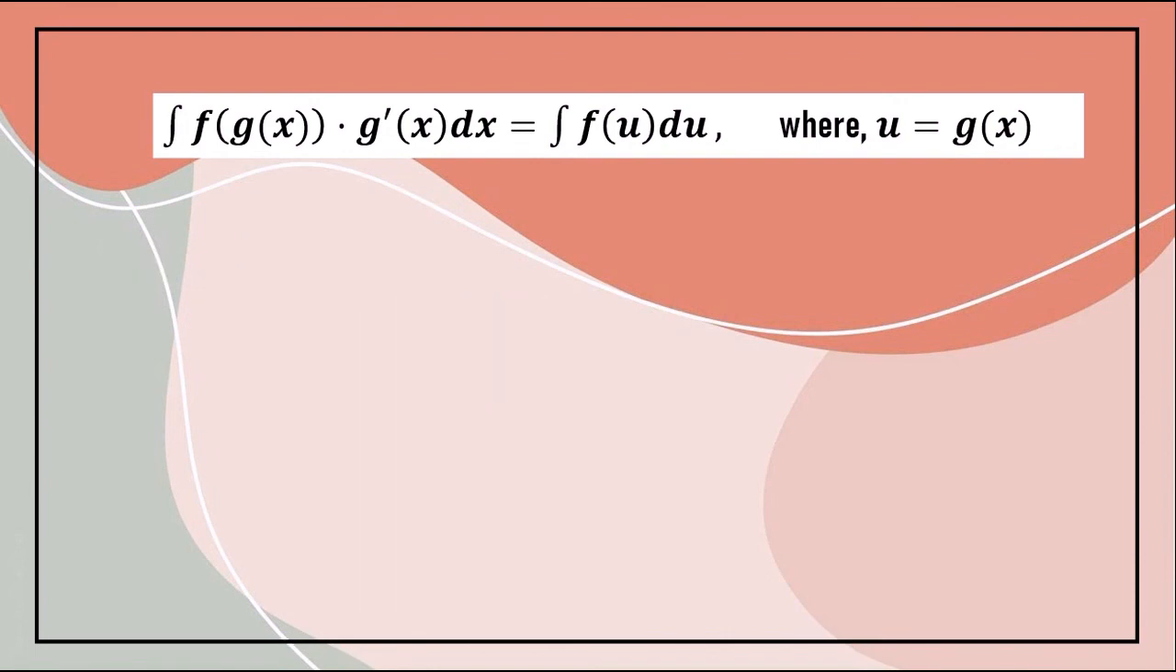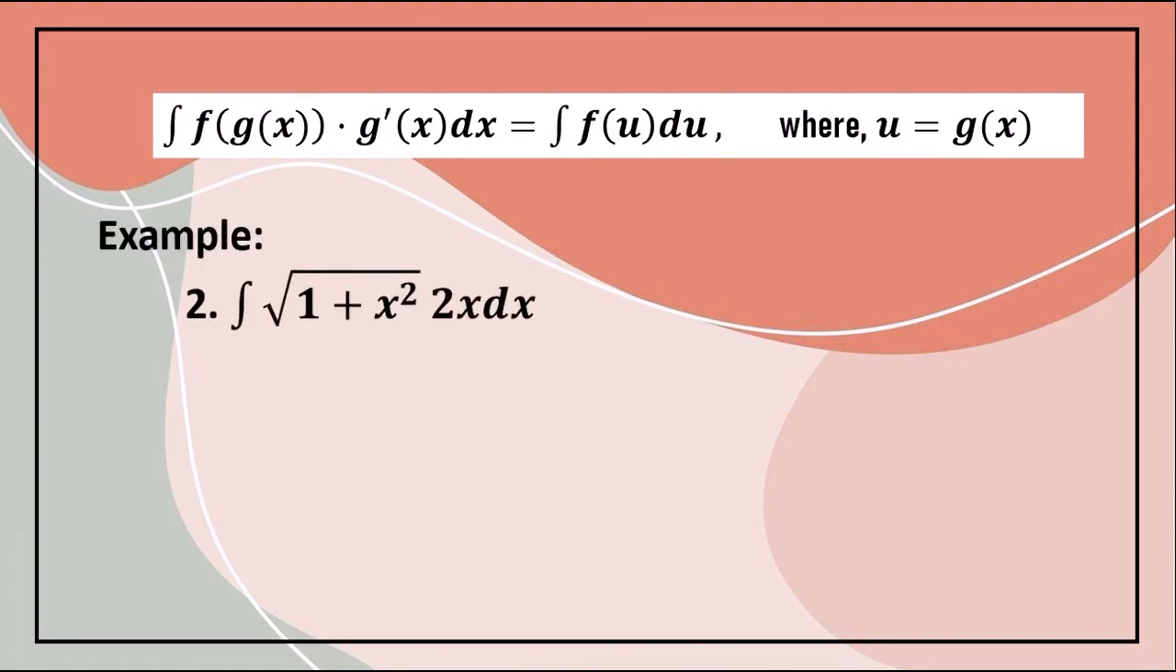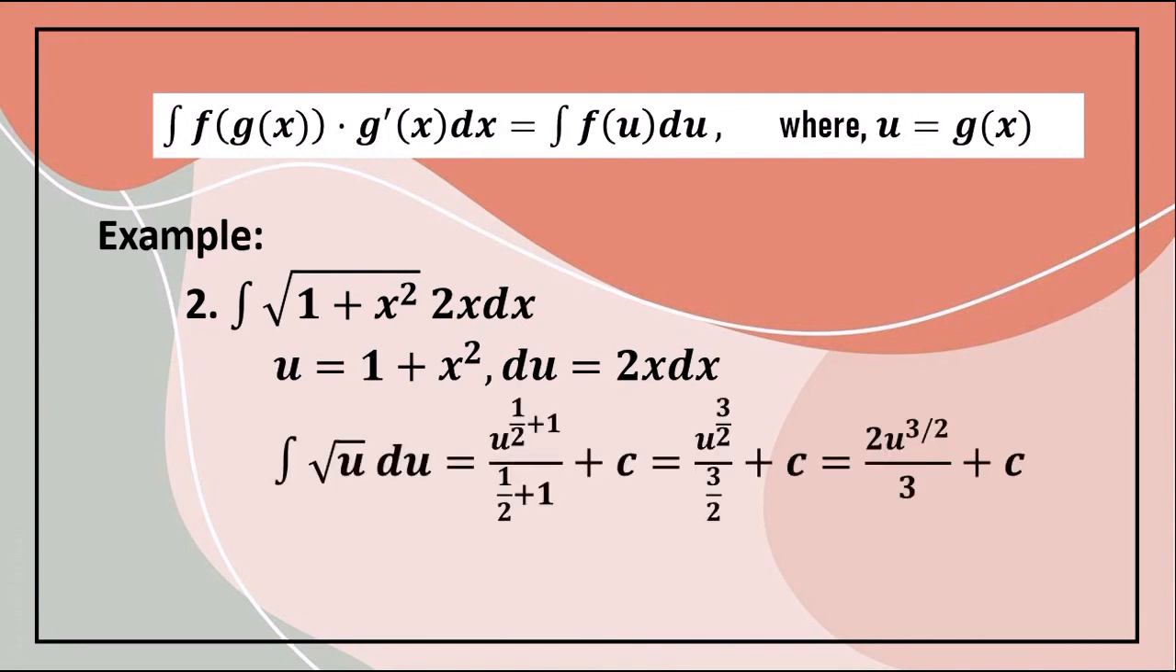Another example is the indefinite integral of square root of 1 plus x squared times 2x dx. Let u equals 1 plus x squared and compute the differential for this, so we get du equals 2x dx. And write the integral completely in terms of u using both the definition of u and its differential, so we have the indefinite integral of the square root of u du.